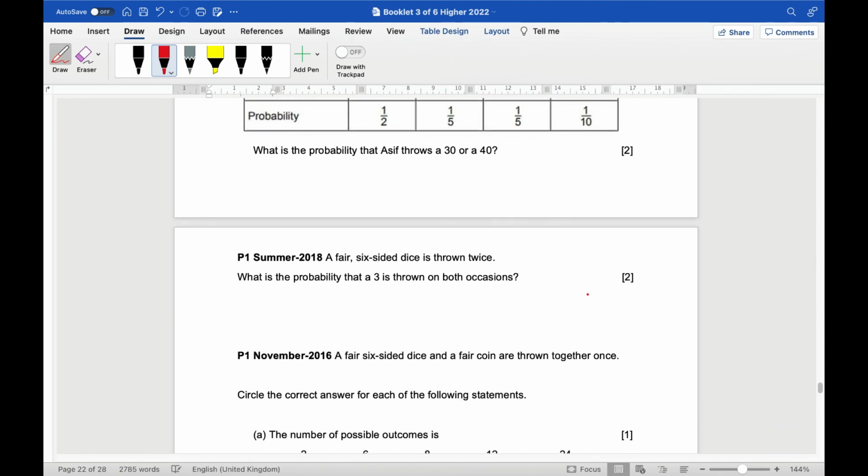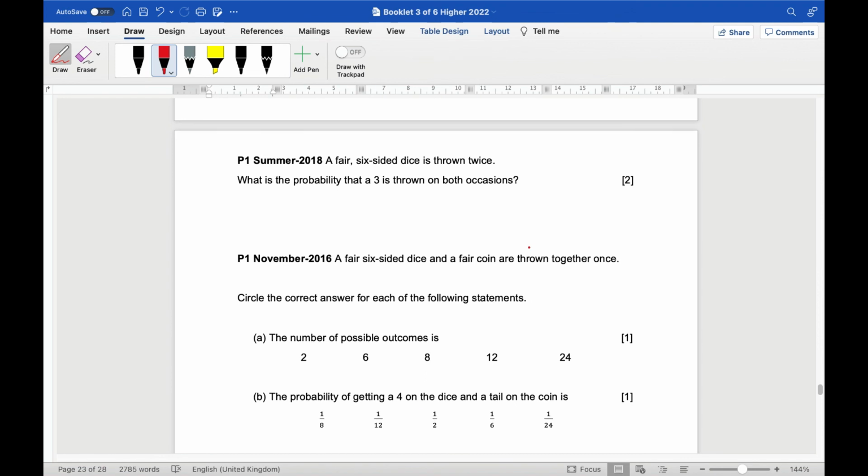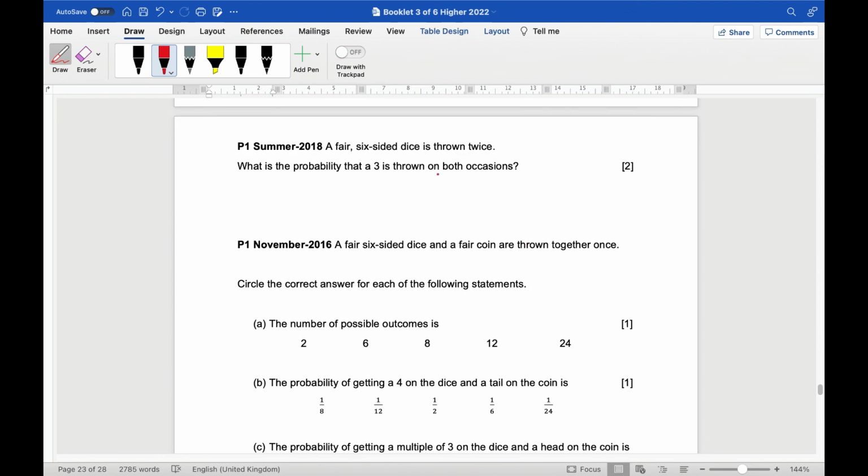Okay, what's going on at the end here? A couple of ones that I want to mention at the end. A fair 6-sided dice is thrown. What is the probability that a 3 is thrown on both occasions? So a 3, and then a 3. So the chance of getting a 3 on the first throw is 1 out of 6, and then followed by another 3, again the probability is 1 out of 6. So it's 1 out of 36.